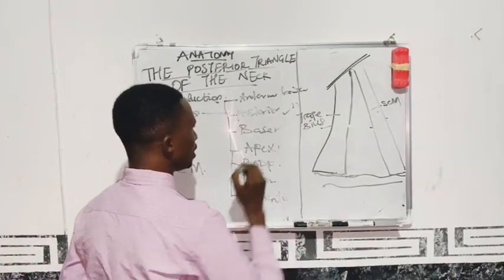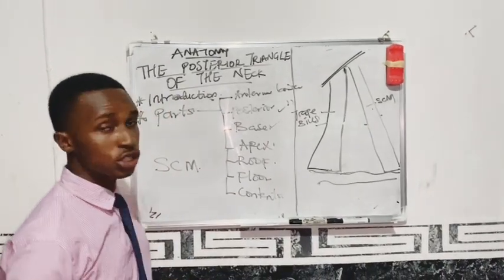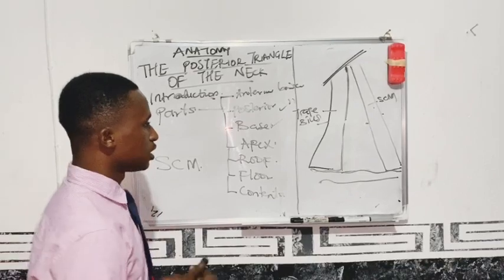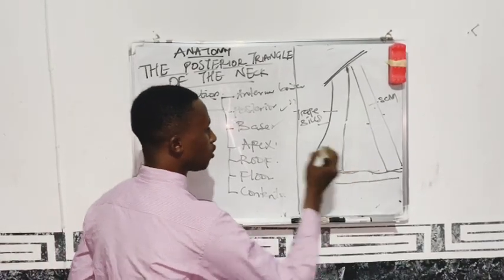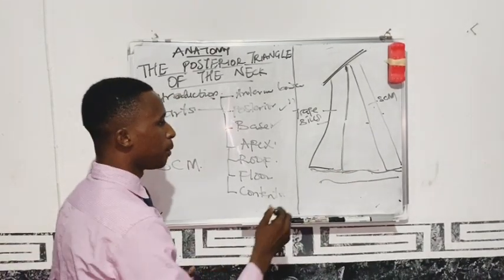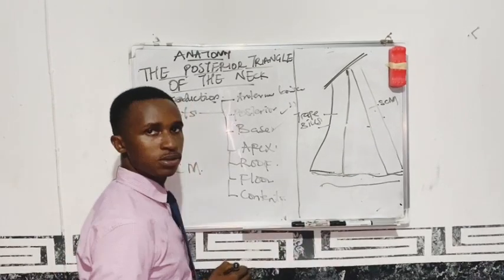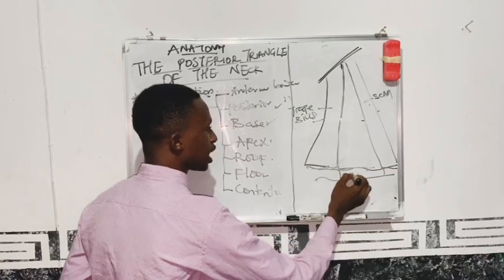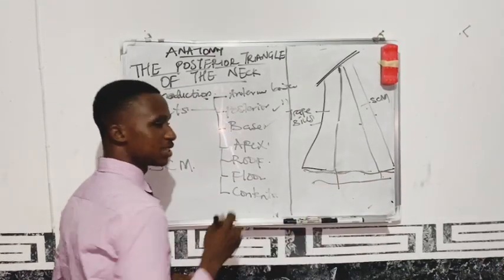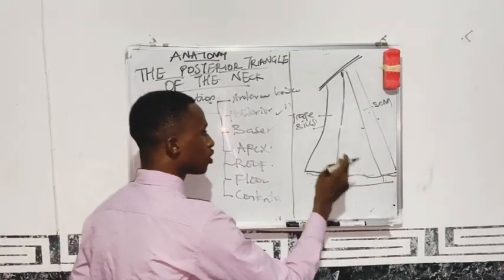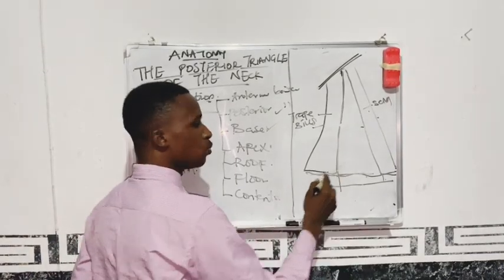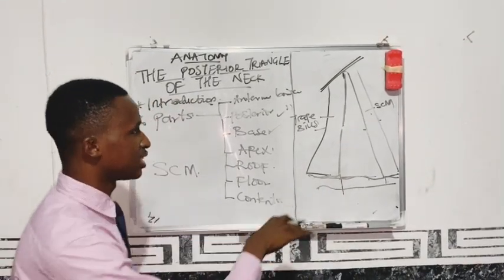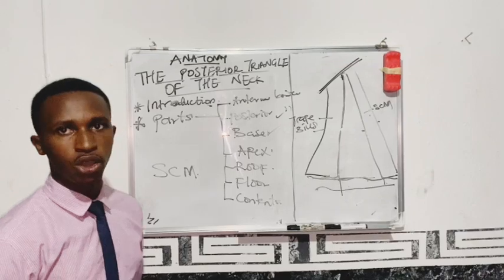We go to the base of the posterior triangle of the neck. This is the base of the posterior triangle of the neck, and it is formed by the clavicle. This is what we refer to as the middle third of the clavicle. Notice the middle aspect. So the middle third of the clavicle forms the what? The base of the posterior triangle of the neck.